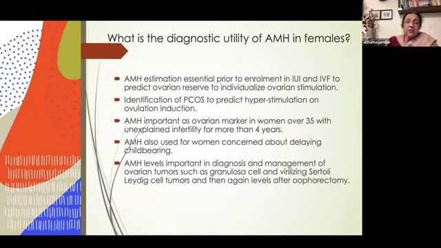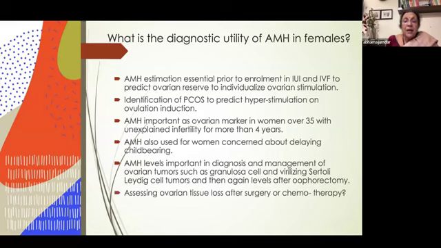Then AMH is important in the diagnosis and management of ovarian tumors such as granulosa cell tumor and virilizing Sertoli-Leydig cell tumor. In granulosa cell tumors, we have found levels of more than 1,000 nanograms also. And the moment you remove the granulosa cell tumor, it comes rolling down to almost zero. And then again, we can measure it after oophorectomy to know how well we have treated the ovarian tumor. It is also important to assess ovarian tissue loss after surgery or chemotherapy.